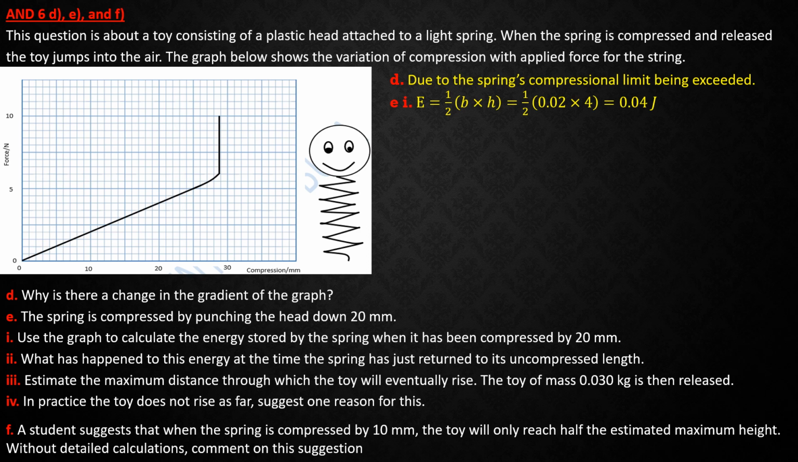So it's basically this triangle like this from here. Oh no, I've not drawn it well. Again, you get the point. So this is half base times height, and that is it over here. So it gives us 0.04 joules.